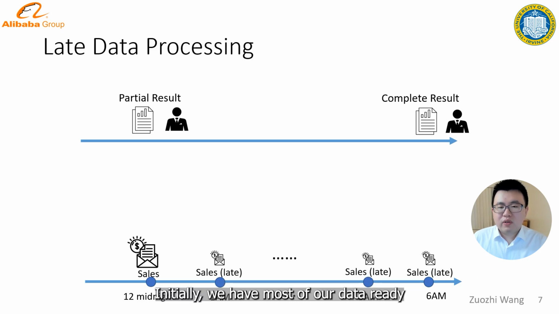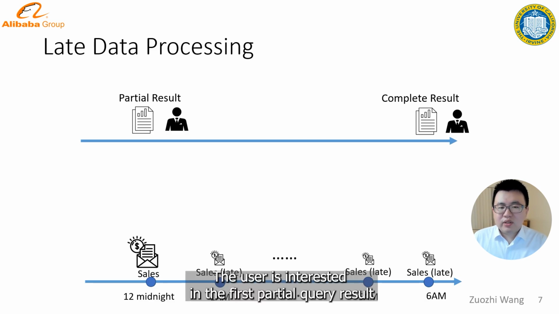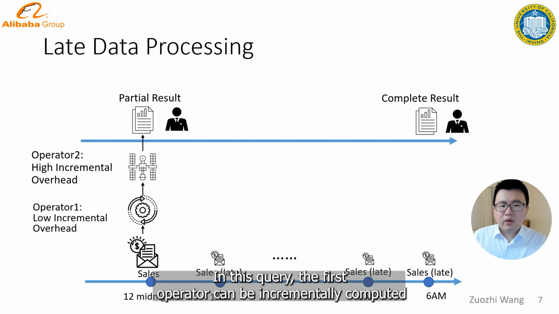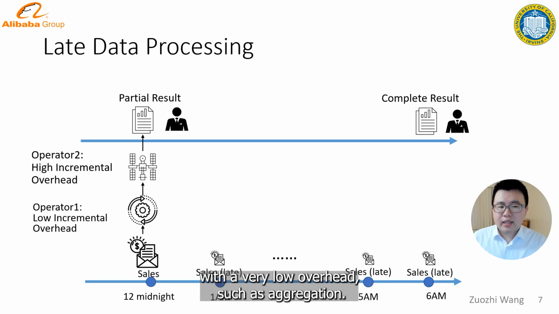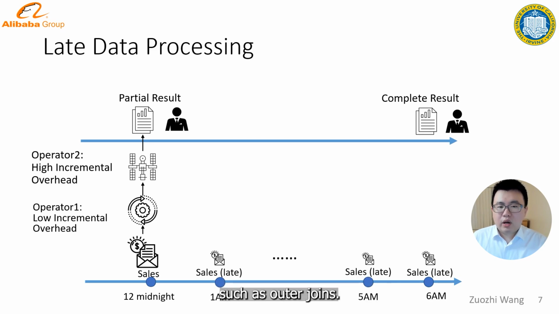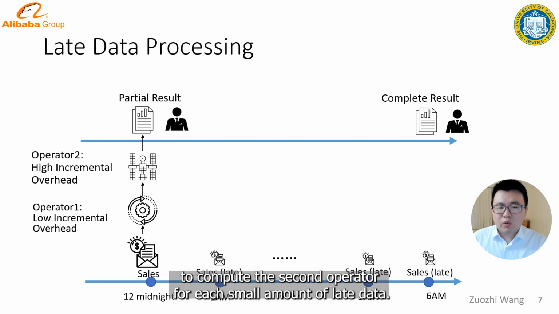Initially, we have most of our data ready. A small amount of late data will gradually arrive. The user is interested in the first partial query result and the final complete query result. In this query, the first operator can be incrementally computed with a very low overhead, such as aggregation. The second operator has a very high incremental computation overhead, such as outer joins. It is not worth it to compute the second operator for each small amount of late data.